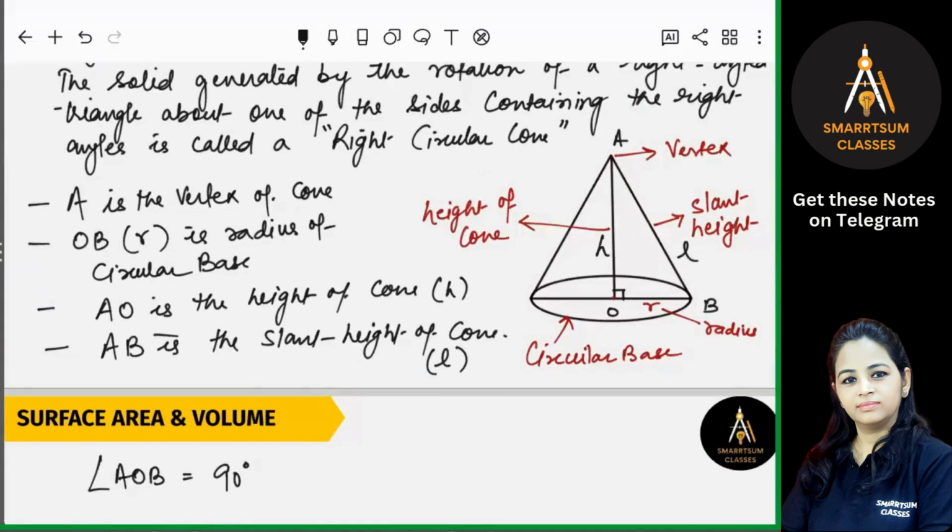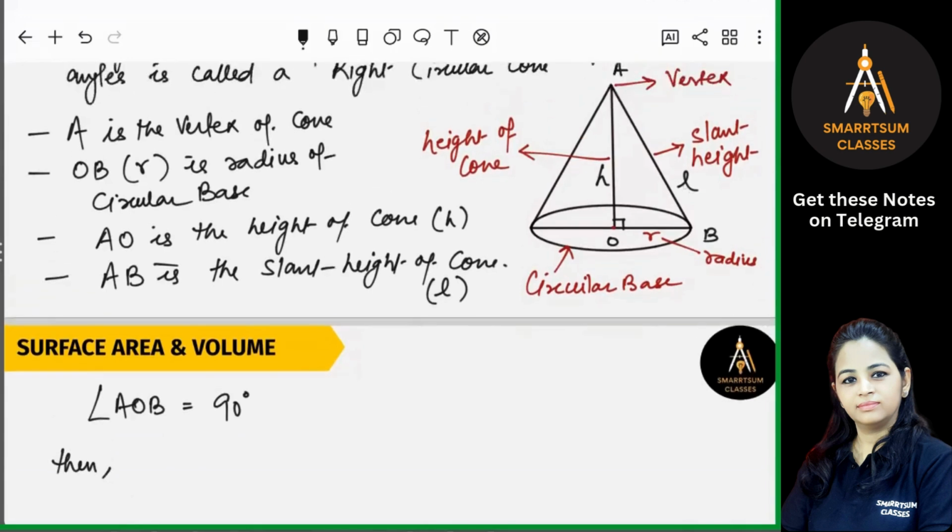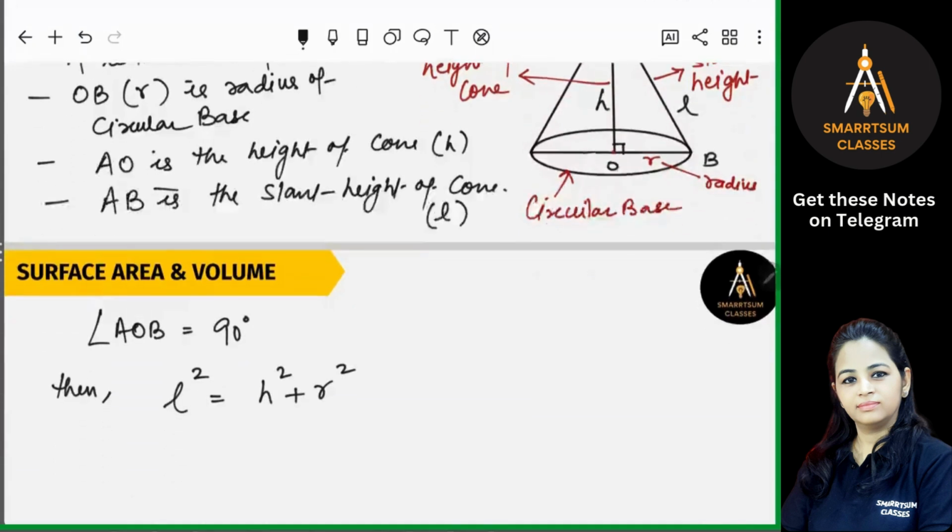So if the radius of the base is r units, height is h units, and slant height is l units, then within this triangle AOB, where angle AOB is 90 degrees, you can easily find l by the Pythagoras theorem. Yes or no? Here l is the hypotenuse. So according to the Pythagoras theorem, hypotenuse square is equal to the sum of the squares of the other two legs, that is, l squared equals h squared plus r squared.